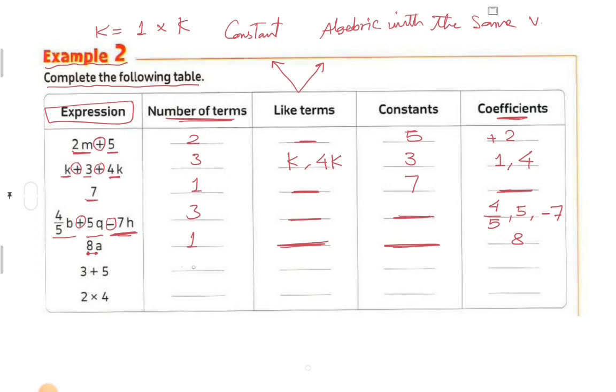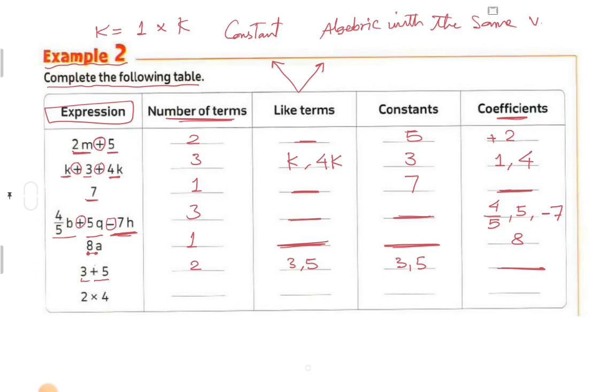3 plus 5, just two terms. Like terms may be constants or algebraic. Yeah, two like terms here because both of them are constants. So we have 3 and 5. Where is the constant? Yes, 3 is a constant and 5 is a constant also. Where is the coefficient? If we have no variable, we have no coefficient of a variable, so we haven't any coefficient.